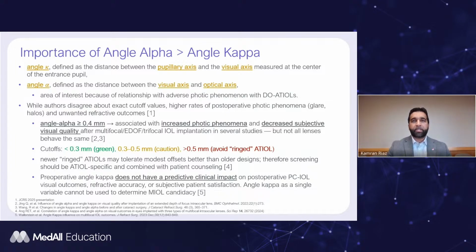Finally, a word here: there's a nice paper that was put out in JRS in 2023 by the group from France, which showed that angle kappa really had no impact on post-operative visual satisfaction in patients with multifocal lenses. And they actually said that angle kappa should not be used as a single variable to determine who's a multifocal IOL candidate or not. I would agree with that. I think the angle alpha is really our culprit here, and the kappa, I think, for several years has been getting a bad rap. So I would say we really need to focus our attention on the angle alpha more than the angle kappa.